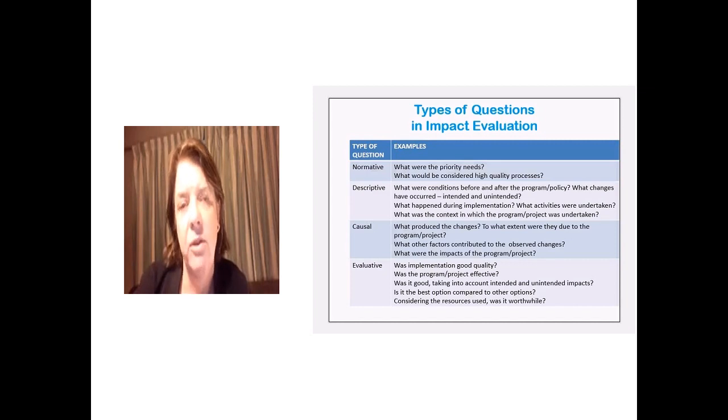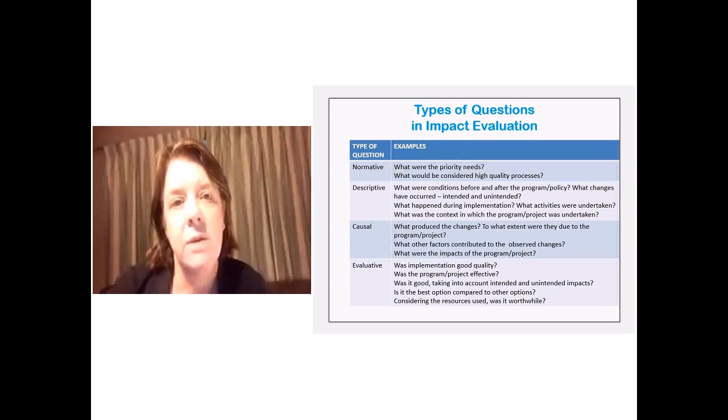And this is where doing a really good theory of change will tell you what are the things we need to understand, what are the things we need to have answers to descriptive questions.